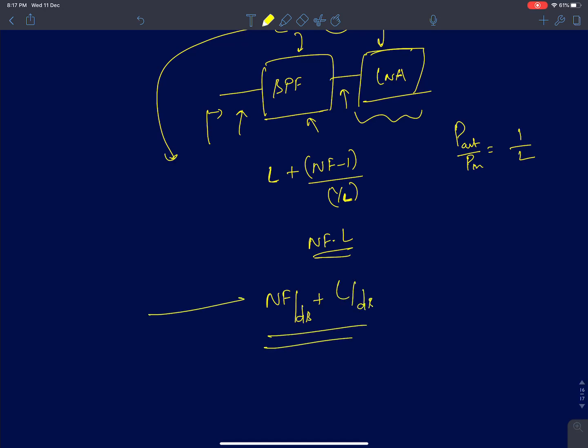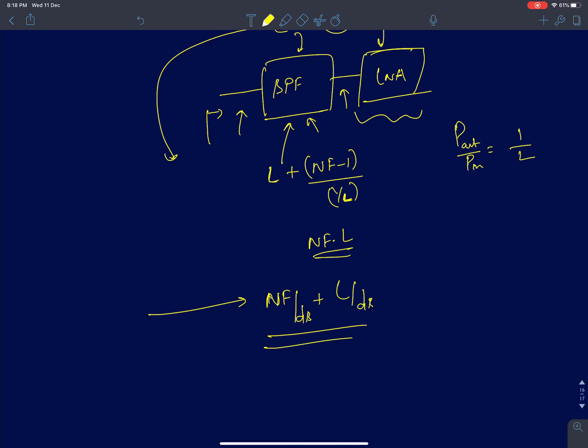So this is a very, very important fact. When you cascade a bandpass filter, you are going to add to your noise factor, your noise figure. That's one of the problems. If your bandpass filter has losses, that's going to directly add to your noise figure.